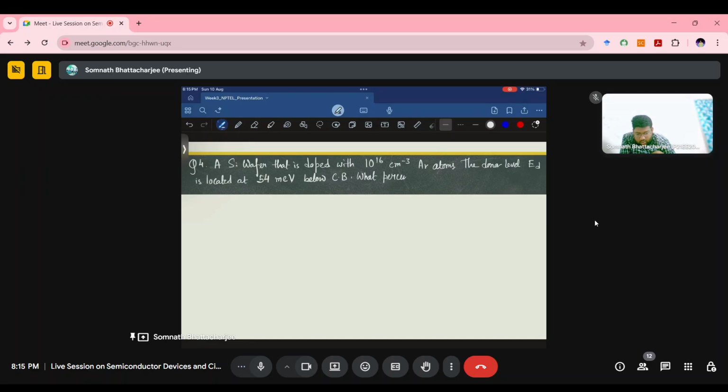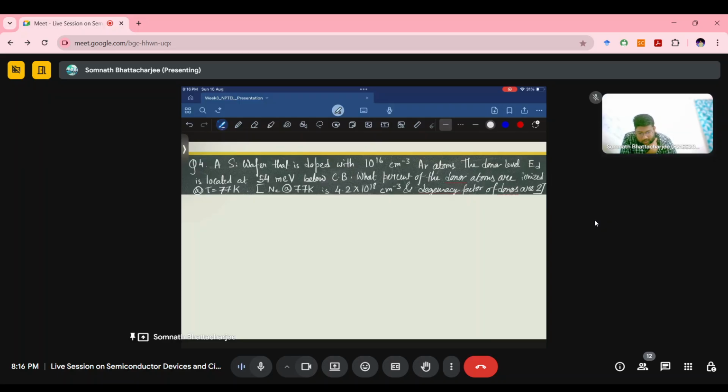What percent of the donor atoms are ionized at the temperature T equals 77 Kelvin? And they have already given that the value of NC at 77 Kelvin is 4.2 into 10 to the power 18 centimeter minus 3, and also the degeneracy factor of donors is 2.